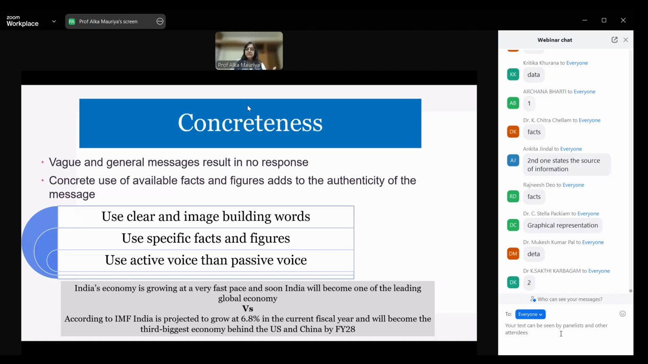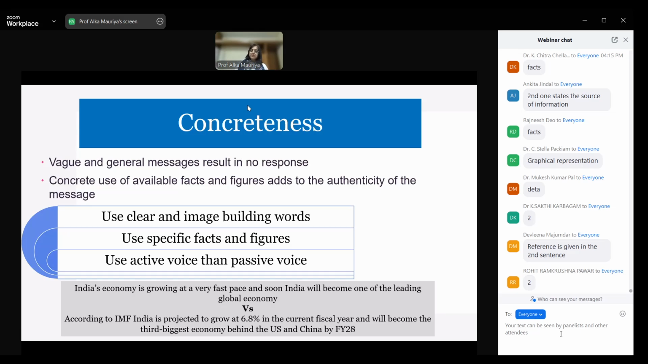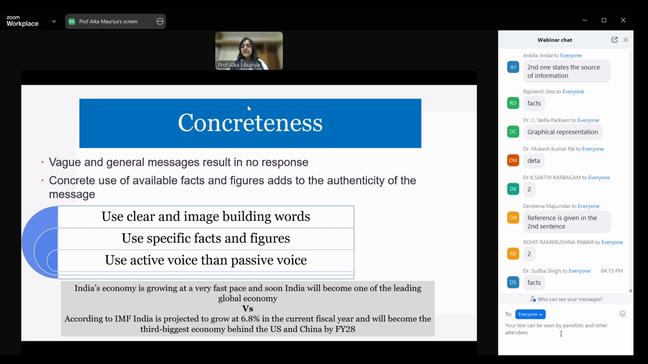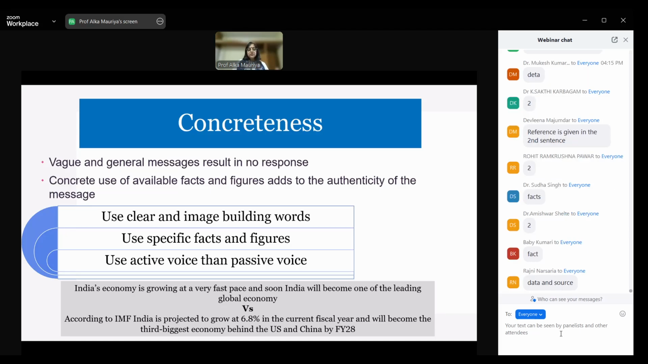basically graphical representation, data, references given in the second sentence, and so on. Yeah, correct. So second sentence is more impactful because it has a lot of facts. It talks about at what rate the Indian economy will be growing, 6.8%. It also talks about that it will become third largest economy by financial year 2028.